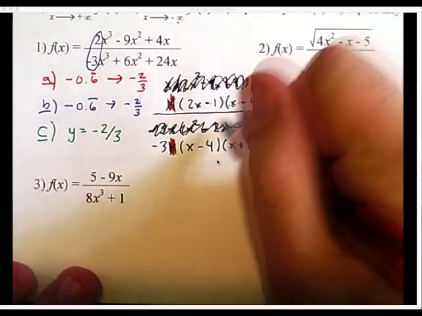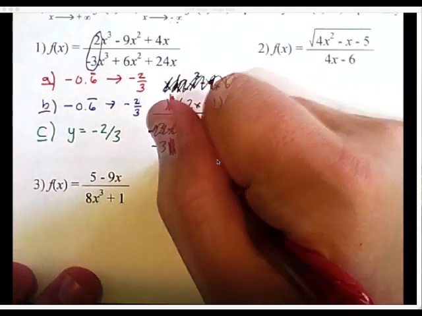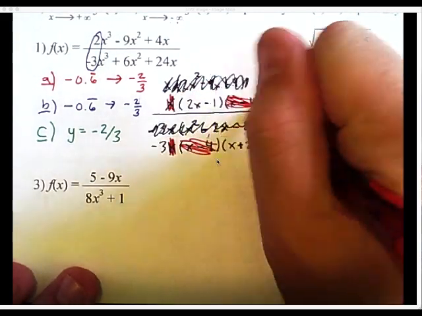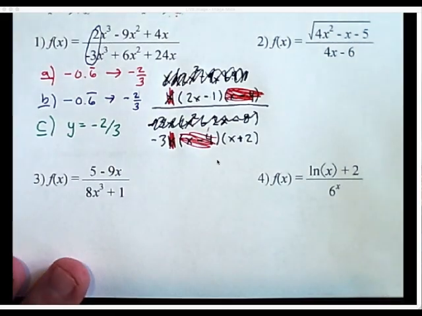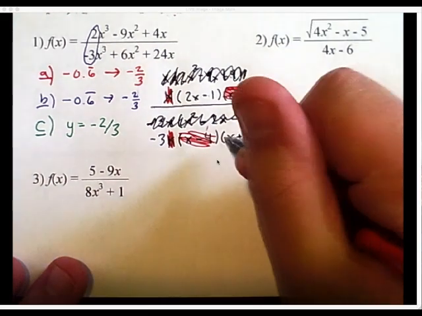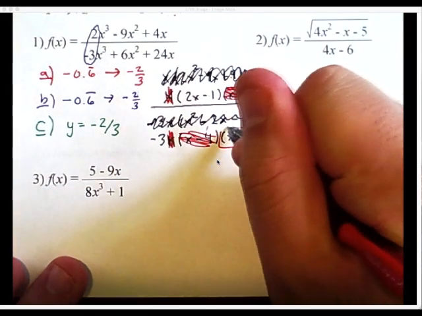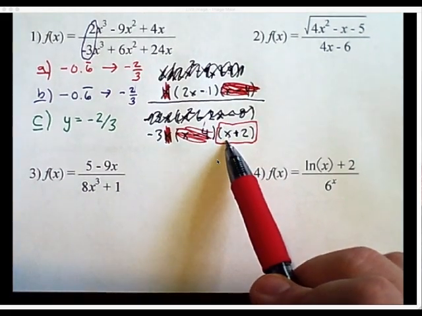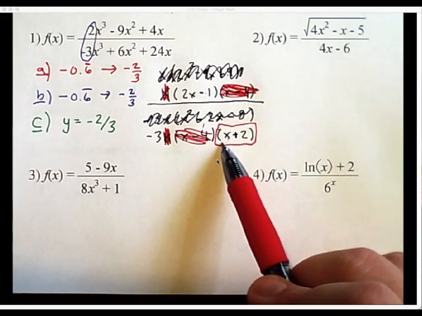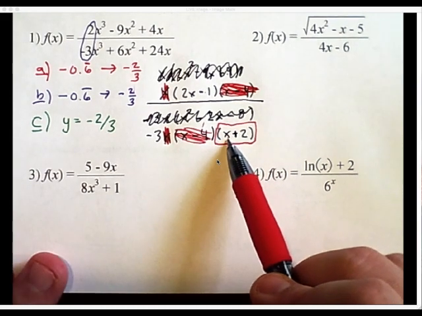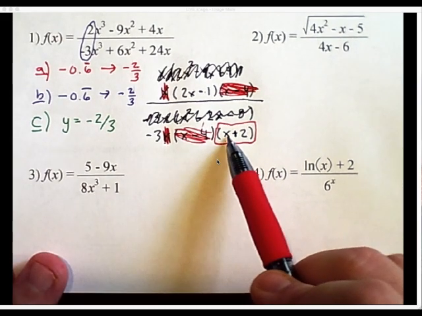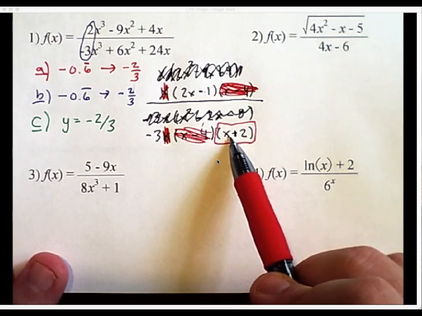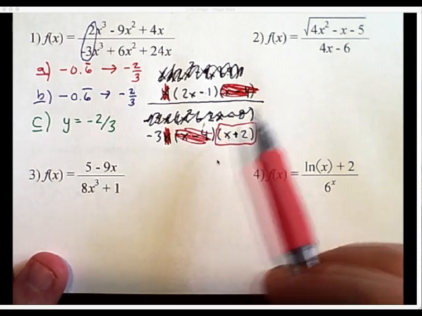You see an x minus 4 here, so they cancel each other out. Now the question is, what's left in the denominator? You see an x plus 2 here. What number can you plug in for x to make this whole thing 0? Hopefully you can say, well, that would be negative 2. If I plug in negative 2 right there, then this denominator becomes 0.